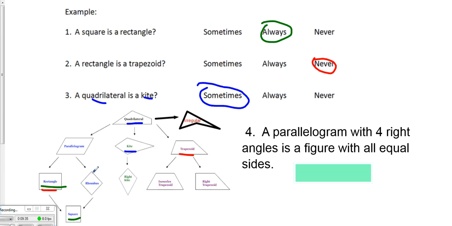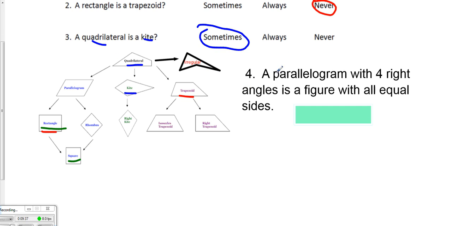What if we were using kind of definitions or pieces about them? So if I said a parallelogram with 4 right angles is a figure with all equal sides. Well, a parallelogram with 4 right angles would be describing, I'm going to get rid of some of this. Parallelogram with 4 right angles is describing a rectangle. Okay, that's the highest piece up. That would have to be a rectangle, or I guess it could be a square. Squares also have all right angles.